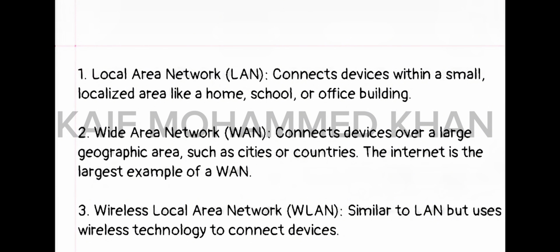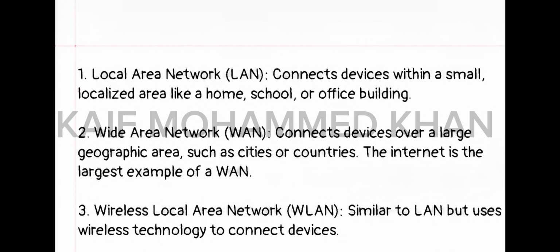And the second is wide area network, WAN. This connects devices over large geographic areas such as cities or countries. Internet is the best example, or the largest example, of WAN. This means your device is connected through geographic areas like cities or countries. It is a huge network of connections between devices. So internet is the example of WAN, whereas local area network is limited to a home, school or office building. WAN connects devices over large areas such as cities or countries.